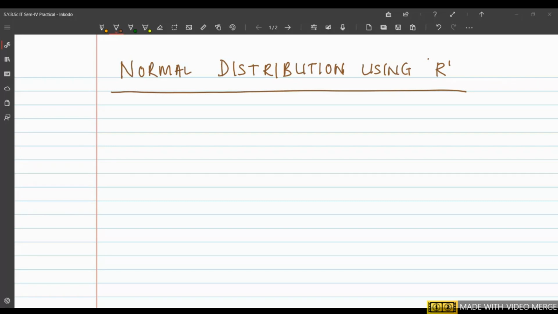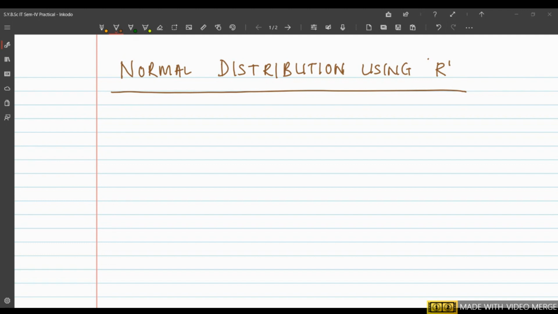Distribution, I'm going to discuss normal distribution using R. So before proceeding with R Studio, let's discuss what the normal distribution actually is and what the parameters are that define the normal distribution. Then we'll go for R Studio, that is, a practical demonstration of the normal distribution and its inbuilt functions using R.